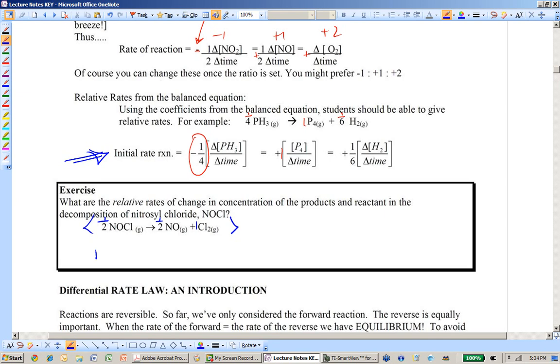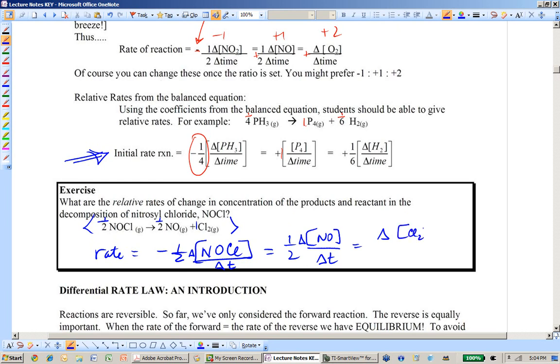Okay, you should have written rate equals minus 1/2. How come minus? Because it's a reactant. Change in concentration of NOCl over a change in time is equal to, these are kind of like conversion factors from dimensional analysis days, change in concentration of NO over a change in time, which is equal to just 1 times the change. I left my change off of that one, didn't I? Ooh, I left it off of that one too. Ooh, bad example. Change of Cl2 over a change in time. So I need those deltas in there.